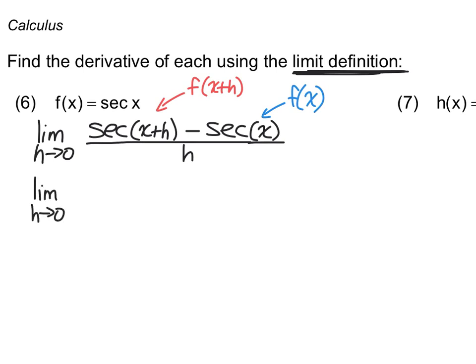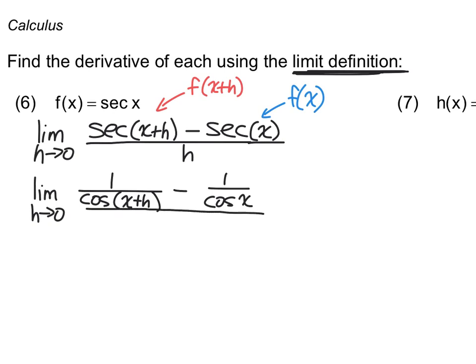Limit as h approaches 0 of 1 over cosine of x plus h minus 1 over cosine of x, all over h. All right, so I've got fractions that are part of another fraction. So it's telling me that I'm probably going to want to do a little common denominator action, a little keep change flip. All right, so you do that on the fly.